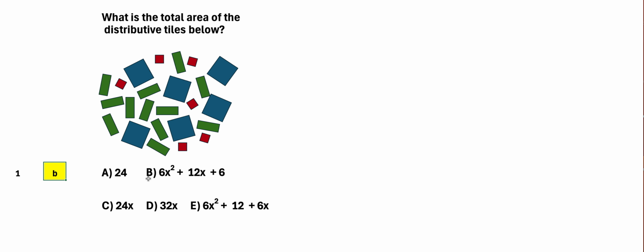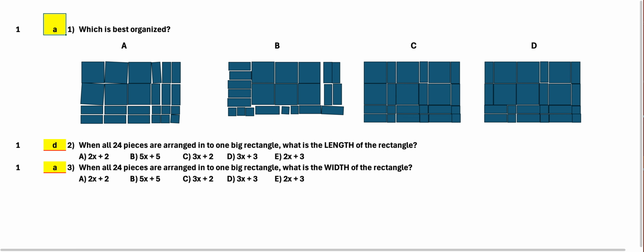So it's B. There's the answer B. Okay, let's go on. And now, which is best organized? Someone might think it's B because it looks neater, it doesn't have so much white space in between. That's what I thought at first. But actually, it's A, isn't it?